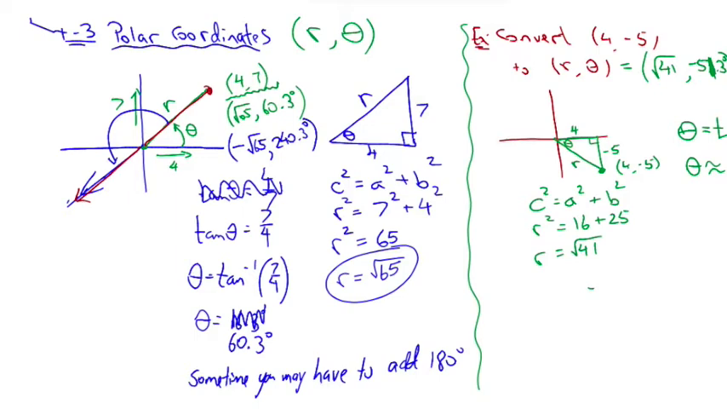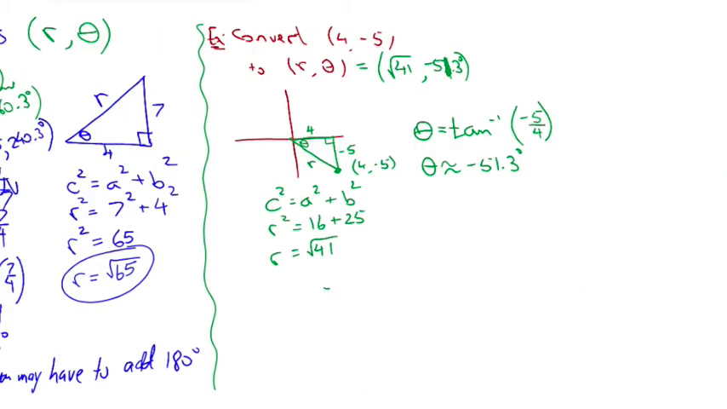So what can I do with this one? Well, I could add 180 to negative 51.3. That's 128.7 degrees, but then the radius has to become negative square root of 41.